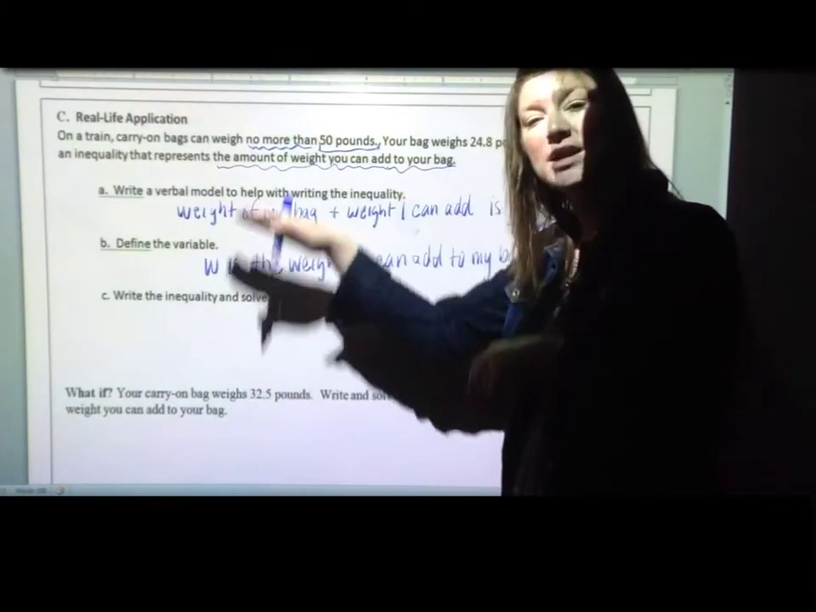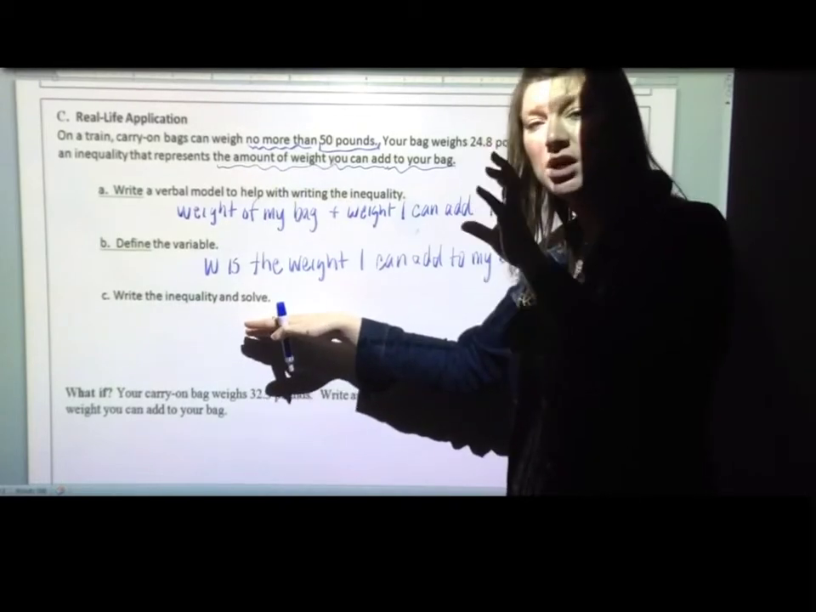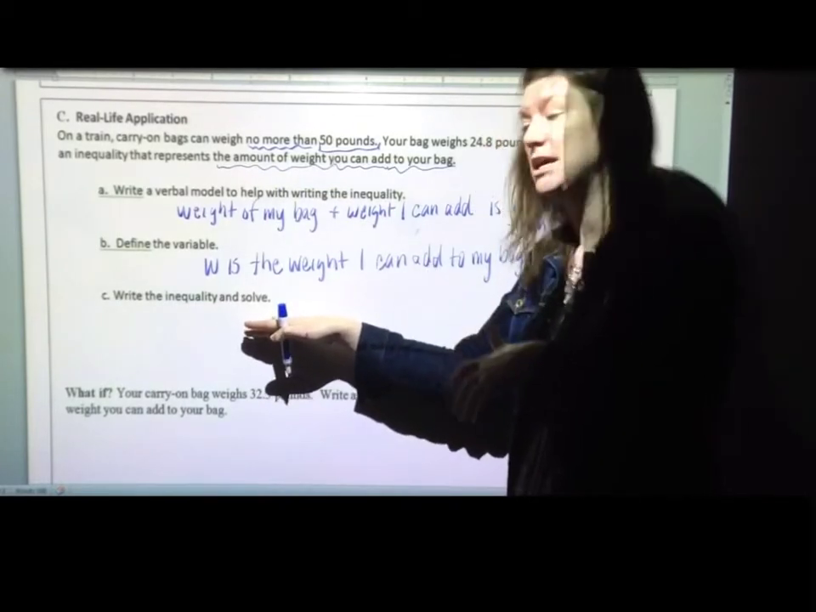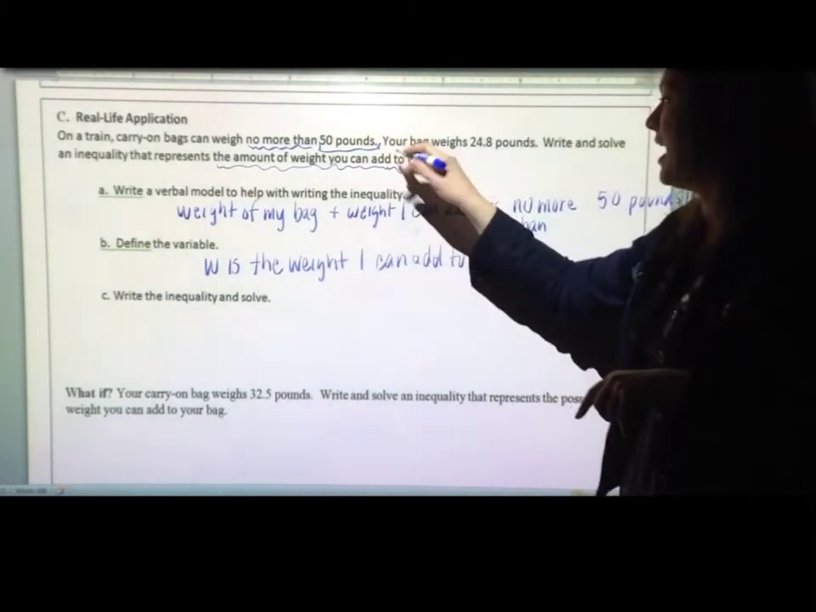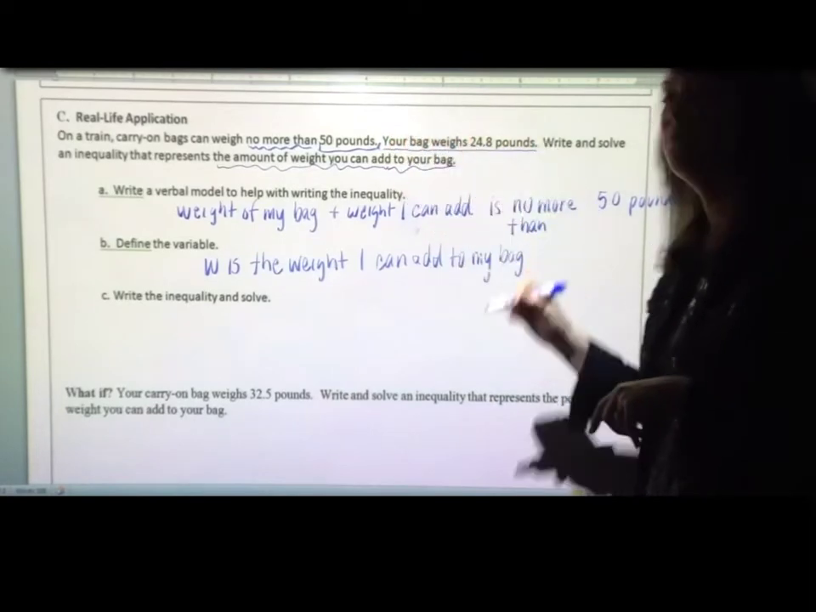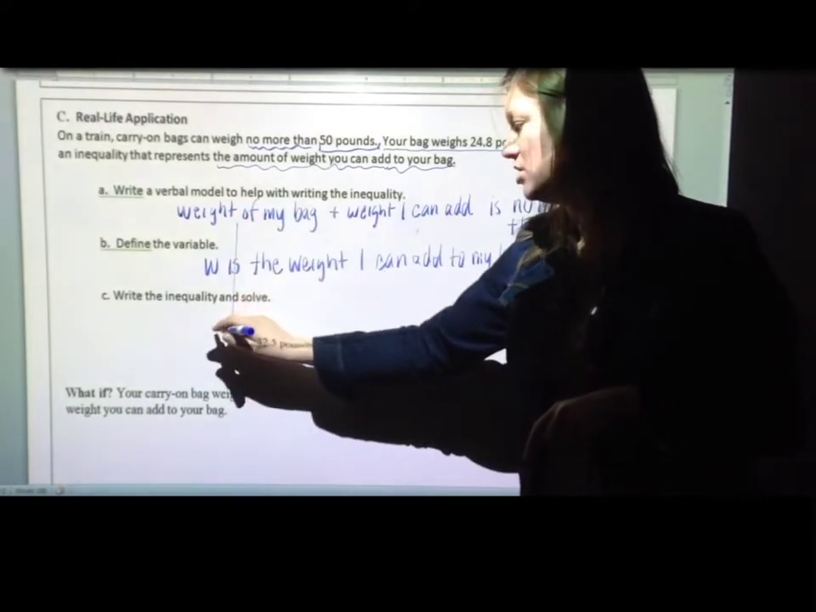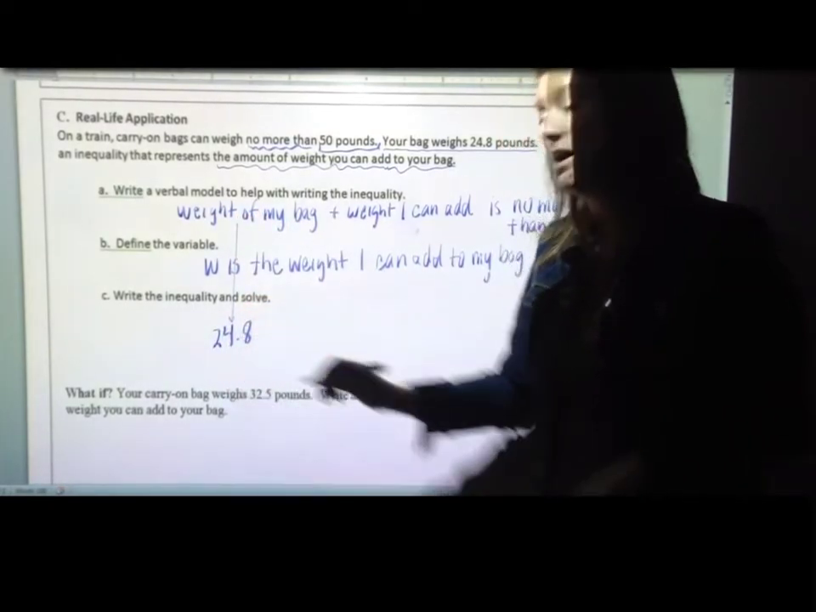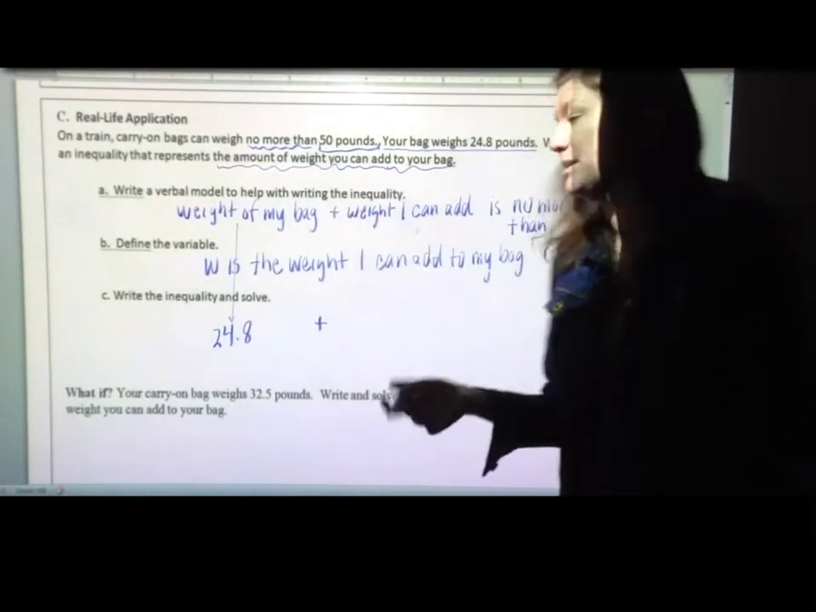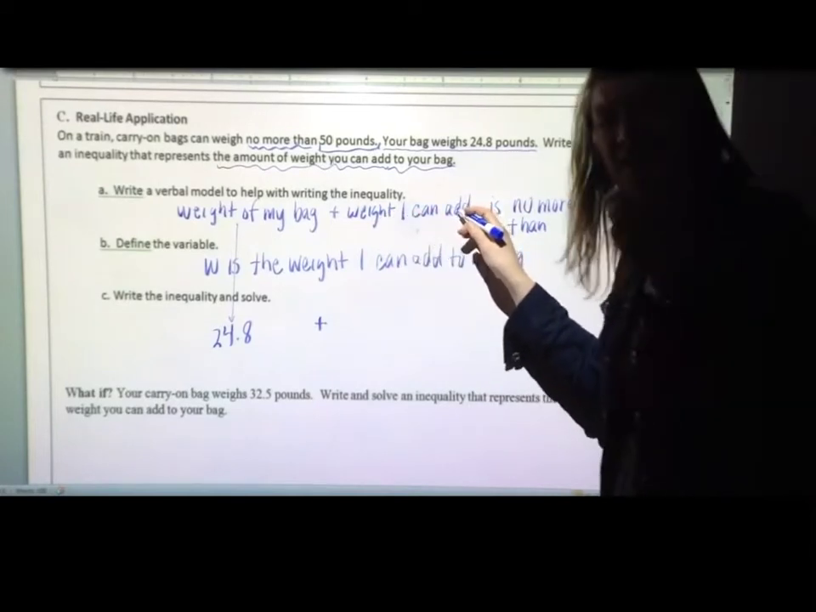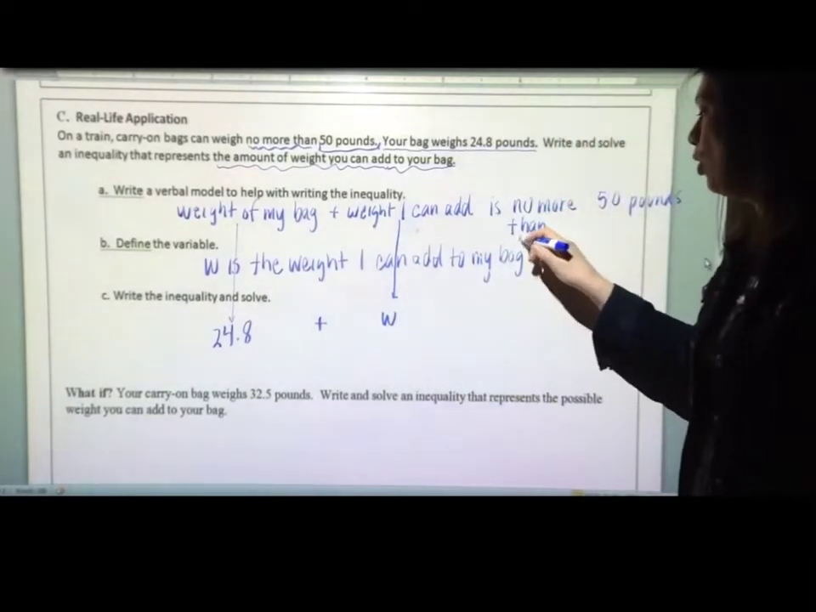Second, translate. Translate your verbal model into a mathematical sentence. So get rid of the words and use the symbols that we have in math. The weight of my bag, I was given that in my prompt. Going back up, it says your bag weighs 24.8 pounds. So I'm going to rework that straight into 24.8 pounds. Now, plus, that's already in symbol form. Weight I can add, that's the variable I just defined. So that's going to be W is no more than.